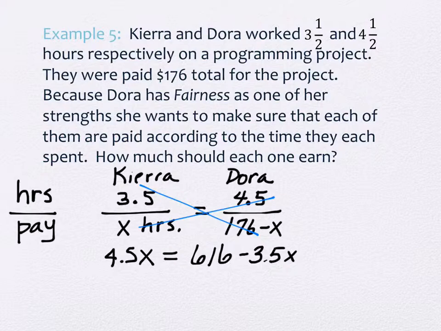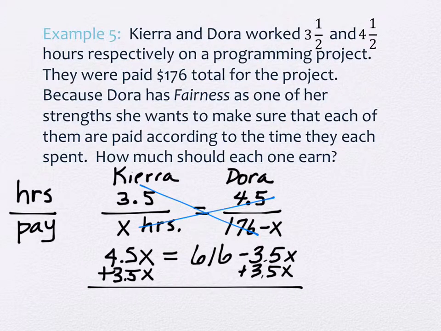Now what? Okay, I'm going to add my 3.5x because you guys told me to. What is 4.5x plus 3.5x? It's 8x. So 8x equals 616. Whoops. There we go. And then divide by 8. What is x?